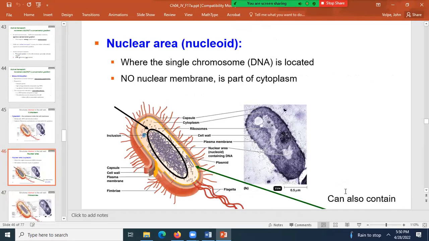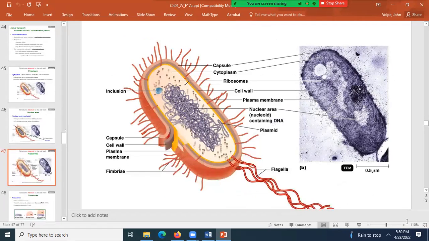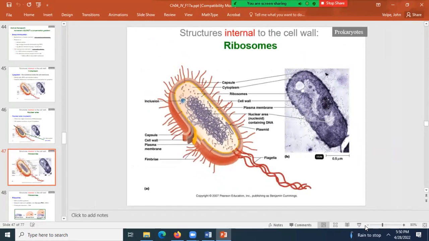I've already talked about the nucleoid region, so let's move on. What am I talking about on this slide? Oh, ribosomes. I already talked about ribosomes, so let's move on.